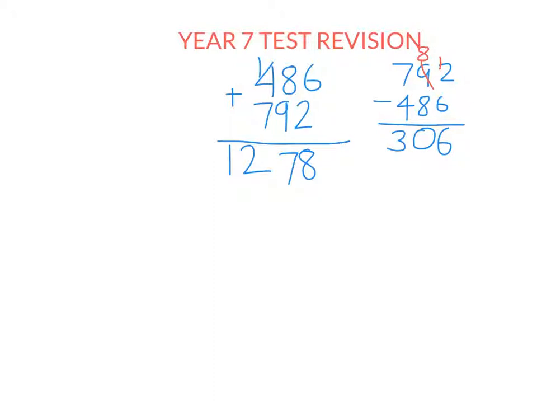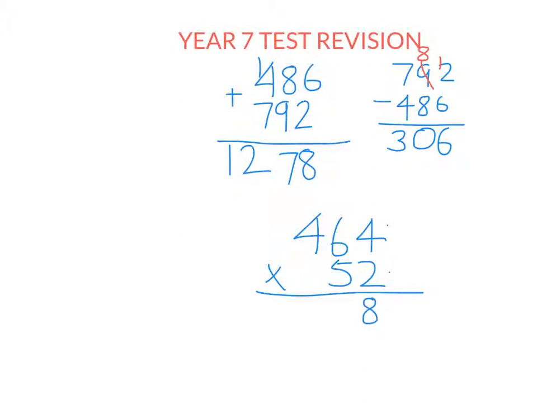We also need to know how to do long multiplication. So let's say we've got something like 464 multiplied by 52. Once again, we arrange it in columns. I start by going 2 times 464. 2 times 4 gives 8. 2 times 6 is 12, so put down the 2, carry the 1. And then I go 2 times 4, 8 plus 1 gives me 9. So 464 times 2 is 928.